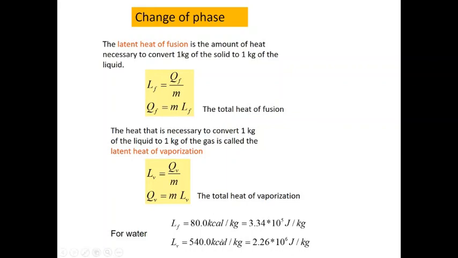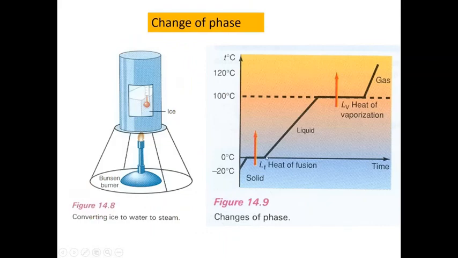You can compare the latent heat of fusion and latent heat of vaporization, and you can see that latent heat of vaporization is much higher than latent heat of fusion. You can see it in this diagram. So here the time needed to go from solid to liquid is much smaller than the time needed to make liquid to gas, because here you need latent heat of vaporization and here you need latent heat of fusion, and latent heat of fusion is much smaller than latent heat of vaporization.